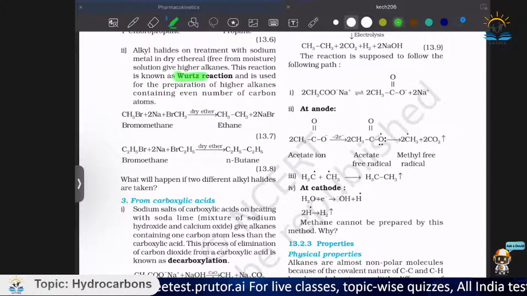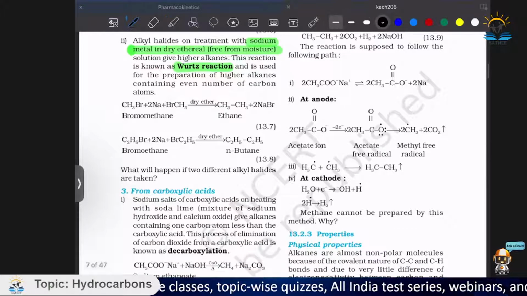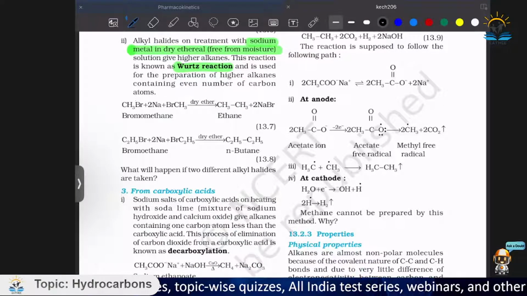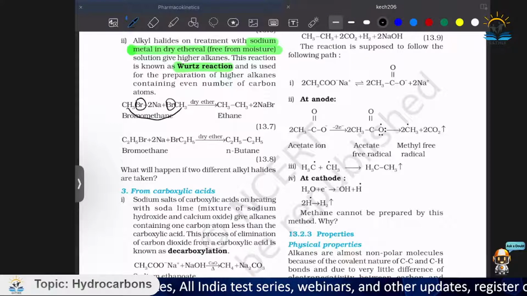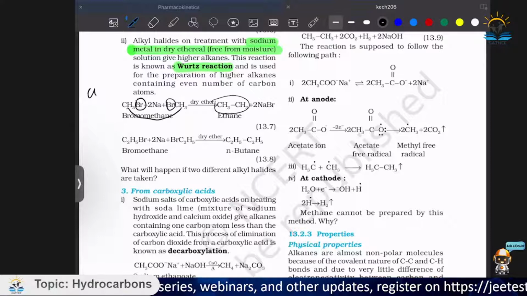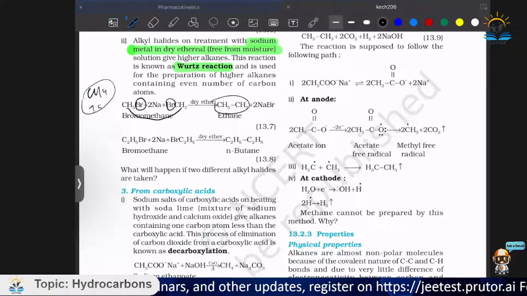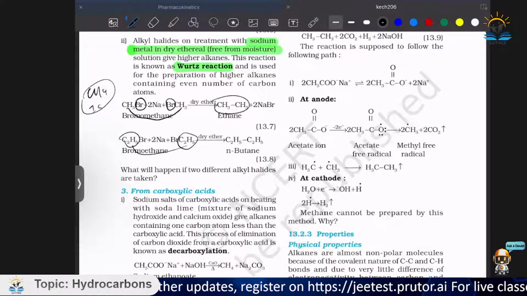The reaction is known as Wurtz reaction. The catalyst is sodium metal and dry ether. It gives higher alkanes. What is a higher alkane? What is happening basically is you're removing the halide from both and joining the hydrocarbon parts of the two. So it will never give you CH4 because it has only one carbon. Now with C2H5, join them. Remove the halide and join the hydrocarbons. This is how you do a Wurtz reaction.